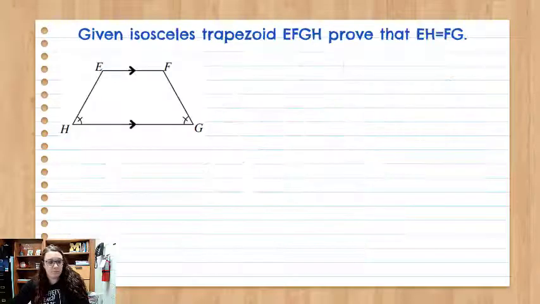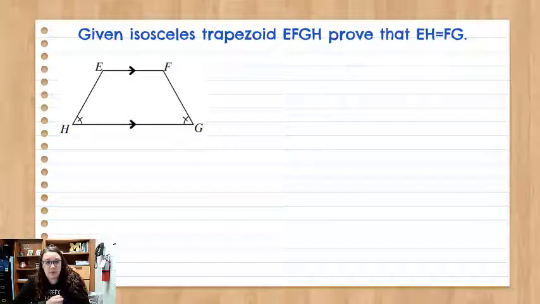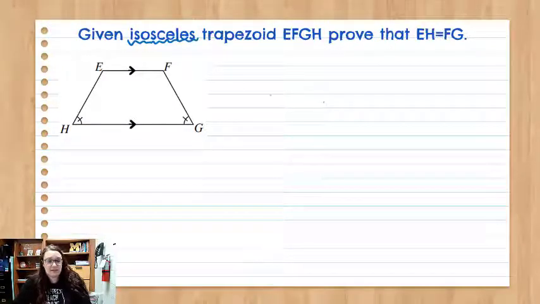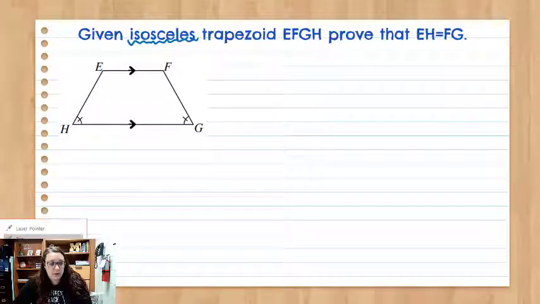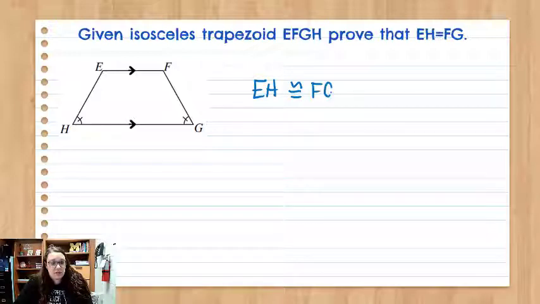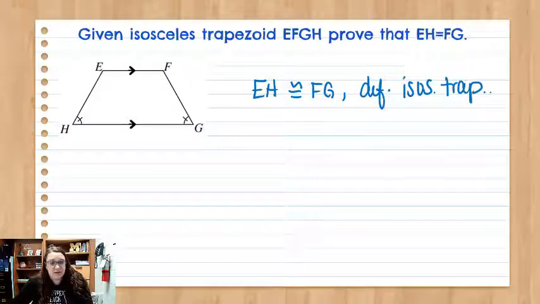We have one more. It says, given isosceles trapezoid EFGH, prove that EH is congruent to FG. Now, this says it was given to us that it's an isosceles trapezoid. And really this one's going to be kind of quick because isosceles trapezoids are ones where there are two base angles that are congruent and two legs, we can call them, that are congruent as well. So pretty simply, I'm going to jump in and say EH is congruent to FG because that is the definition of an isosceles trapezoid. And I can kind of be done just like that.